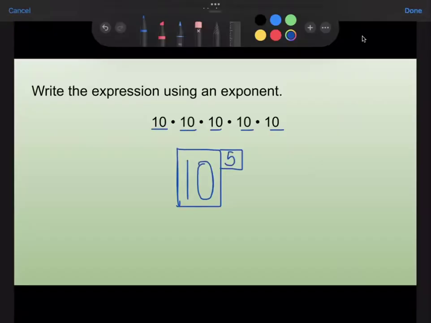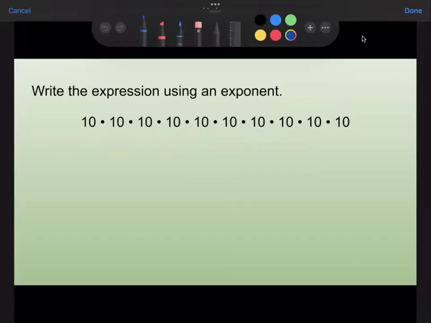Now, the 5th power doesn't have a special nickname. The only 2 powers that have special nicknames are to the 3rd power, which is cubed, which we've already talked about, but also to the 2nd power, which is called squared. But for the 5th, there's no special nickname. So we would just say 10 to the 5th power or 10 to the power of 5.